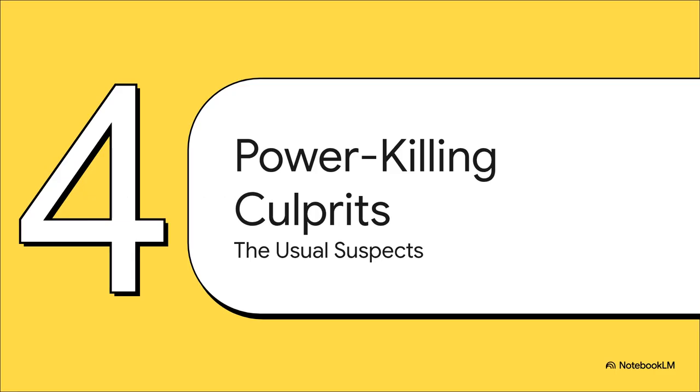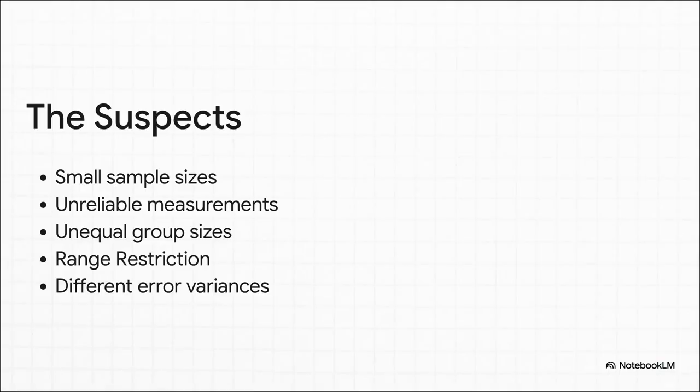So if the power is so tragically low, what's causing it? What's sabotaging all of these scientific investigations? Well, the researchers identified a whole lineup of the usual suspects, 5 common culprits that are consistently draining the power from these studies. And the culprits are things you see all the time in research.